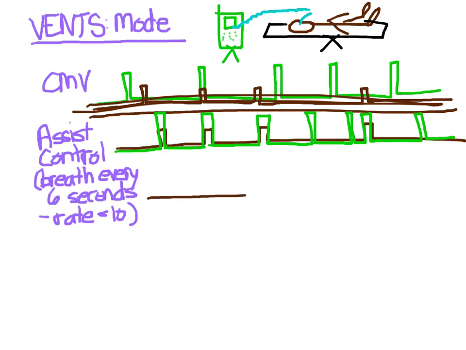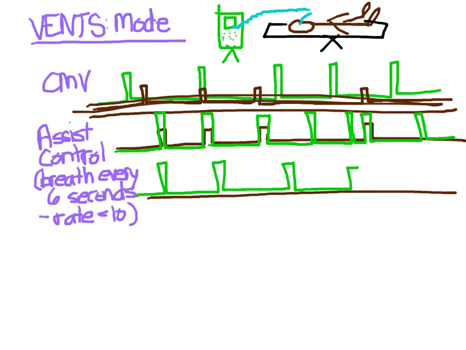Now you can imagine what the vent's going to do in an apneic patient. It's going to sense no breath, so every 6 seconds it's going to give you a breath, and it's just going to take over control. So what you'll notice is that assist control in the apneic patient is very similar to CMV, right? You're going to get the breath every 6 seconds if you're not initiating your own breath.